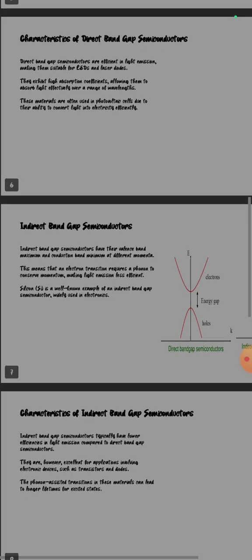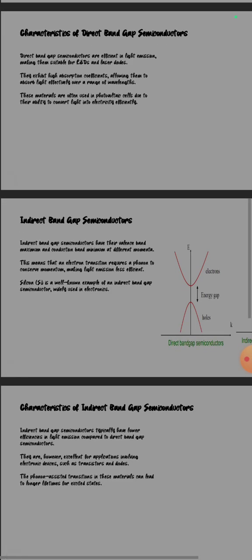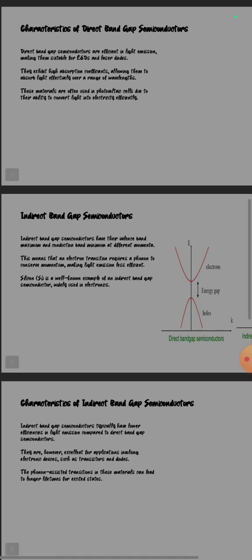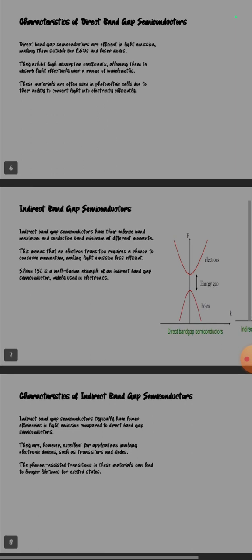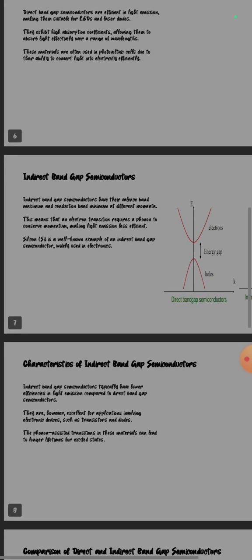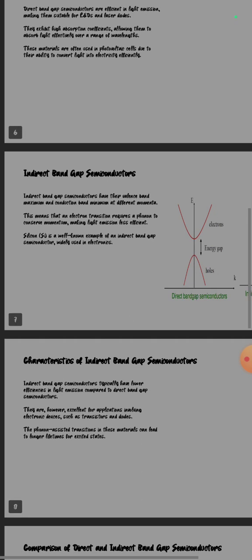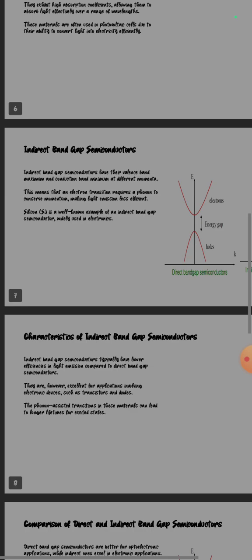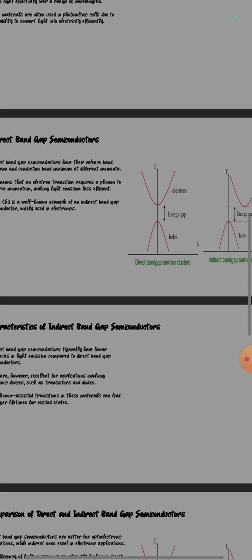Indirect bandgap semiconductor. Indirect bandgap semiconductors have their valence band maximum and conduction band minimum at different momentum. This means that an electron transition requires a phonon to conserve momentum, making light emission less efficient. Silicon is a well known example of an indirect bandgap semiconductor widely used in electronics.